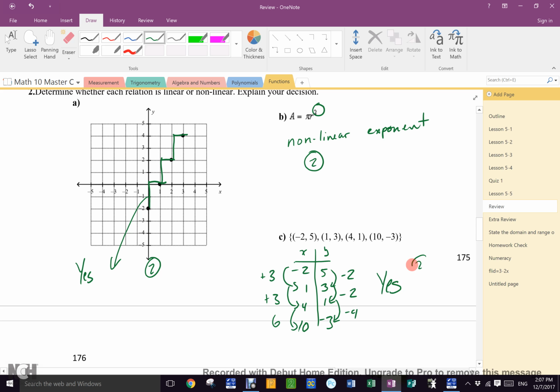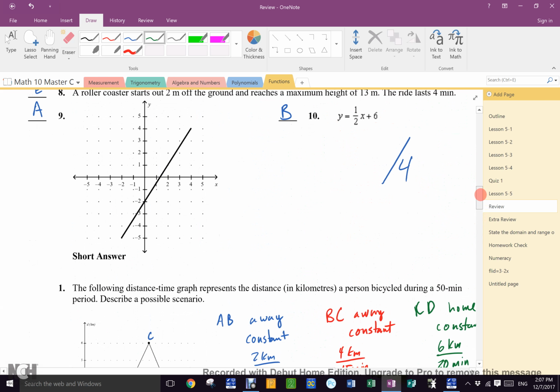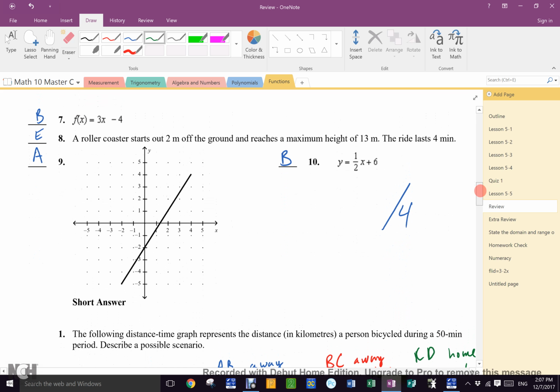Everybody good? So that's 2 marks, making that part out of 6, making that whole page out of 6, and 4 is 10, and 3 is 13.